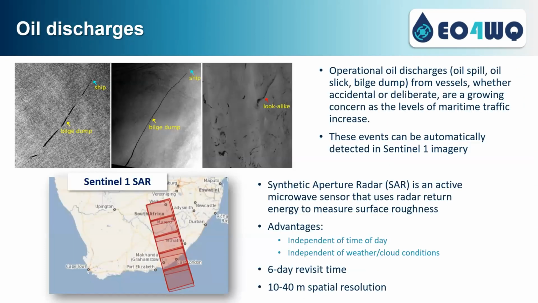And lastly, operational oil discharges from vessels, whether accidental or deliberate, are a growing concern as the levels of maritime traffic increase. These events can actually be detected in Sentinel-1 imagery, which has synthetic aperture radar sensors, which can measure at night and through clouds. So these products are produced as part of OSIMS and could be pulled into the water quality tool if there is enough interest from users.